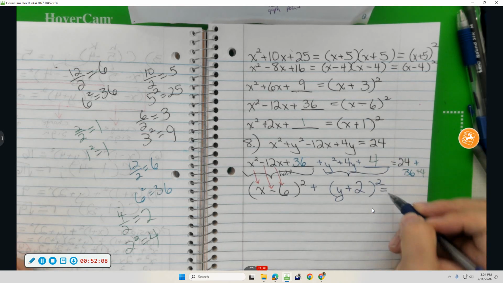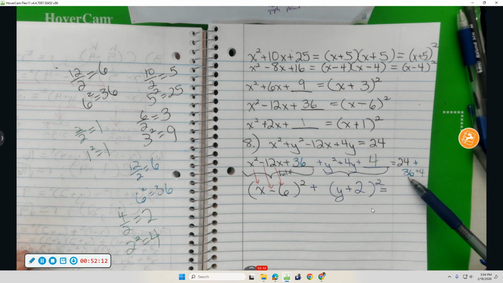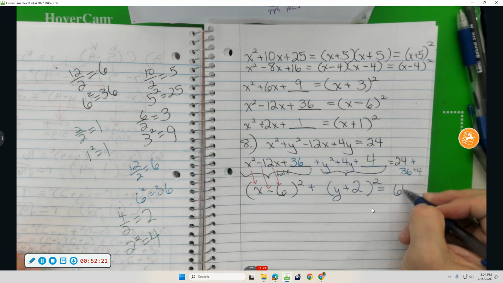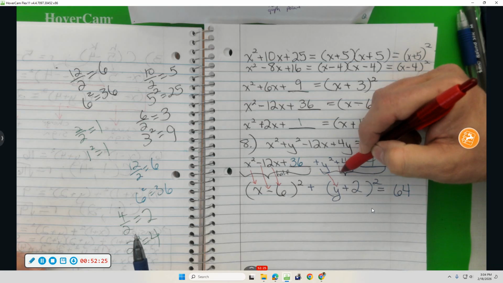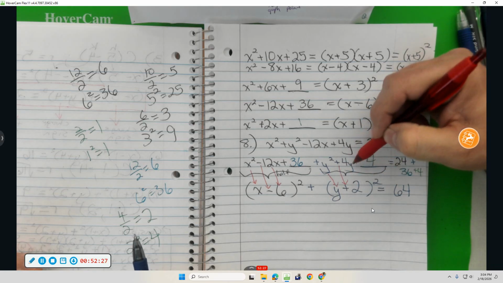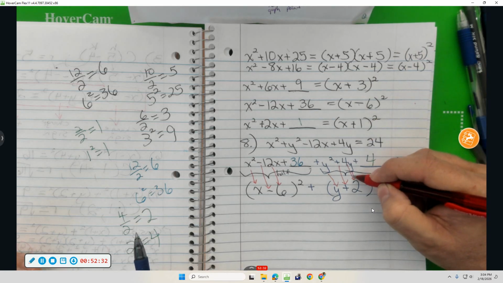And what did we get on the right-hand side? We have a 24 plus 36, that's 60, plus the remaining 4, what are we getting? 64. I claim this is now in center radius form. It's just like problem 6 and 7. You can look there and tell me the center and the radius.